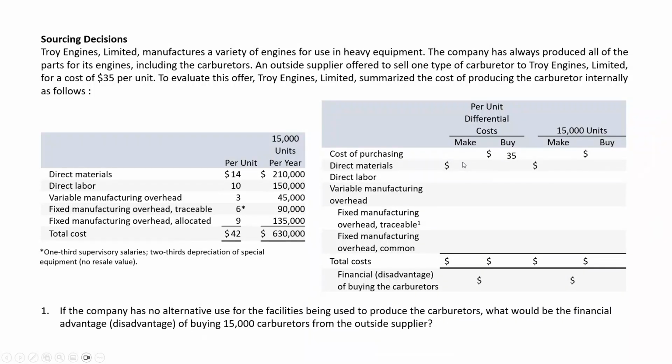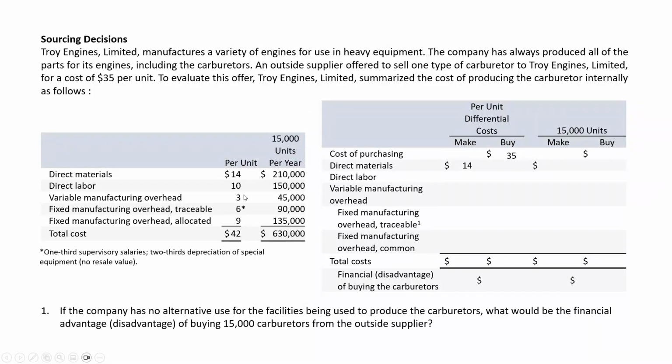Now let's look at the relevant unit cost of making it. Is direct materials relevant? Well, yes. If you buy the carburetor, you don't have to pay $14 in direct materials. If you make the carburetor, you have to pay $14 in direct materials for every single carburetor. Can't make one without the materials. So we're going to list $14 for direct materials under make.